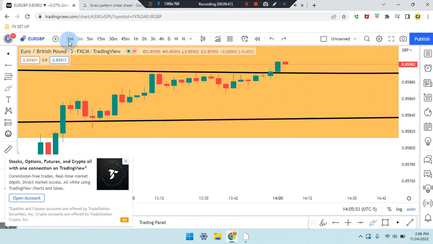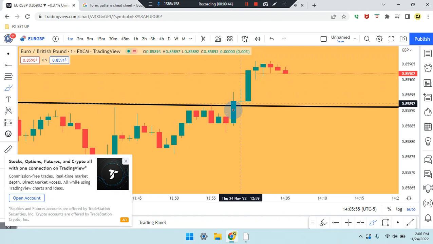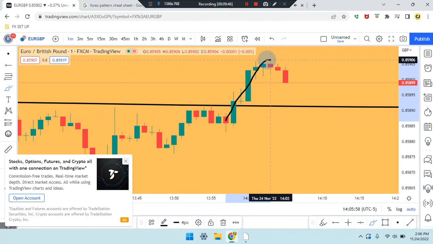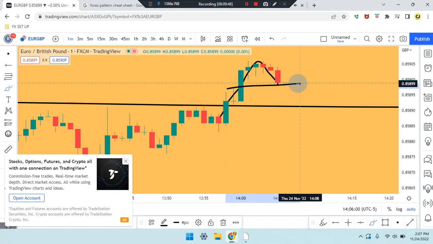Price action still active. Moving to the 3-minute time frame, and on the 1-minute time frame, we can clearly see it trying to come back down. So if it breaks the midpoint, it can head back down to that support.